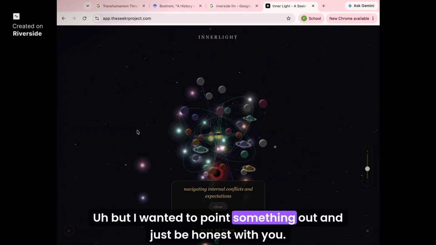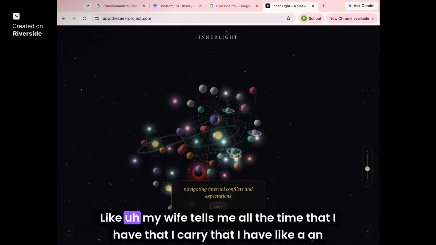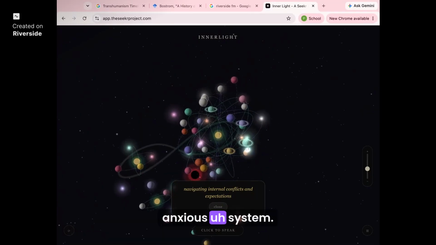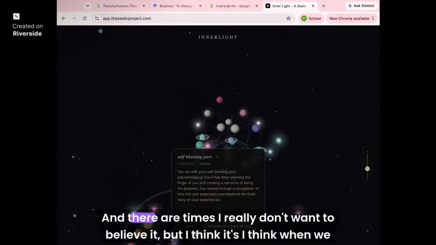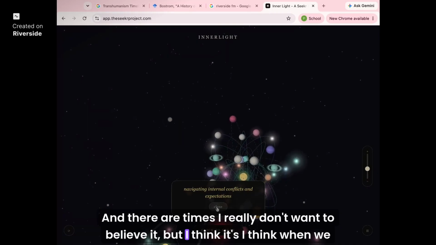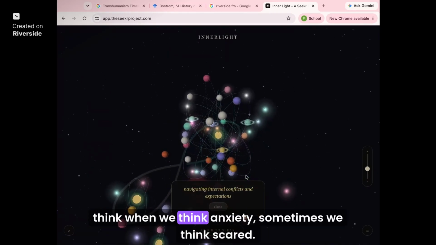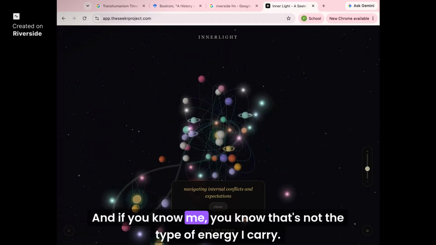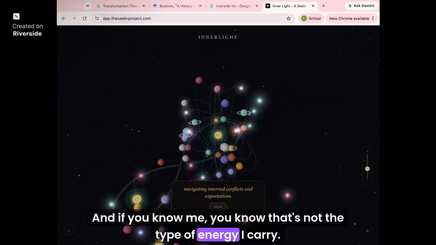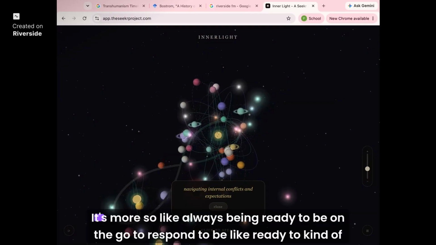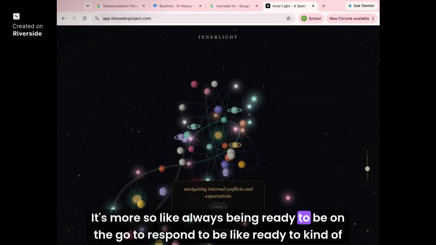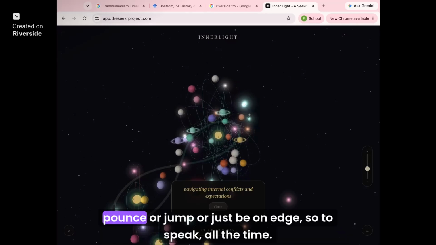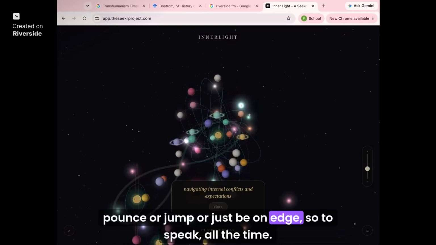But I wanted to point something out and just be honest with you. My wife tells me all the time that I have an anxious system. And there are times I really don't want to believe it. But I think when we think anxiety, sometimes we think scared. And if you know me, that's not the type of energy I carry. Fear is not it. It's more so always being ready to be on the go, to respond, ready to pounce or jump or just be on edge, so to speak, all the time.